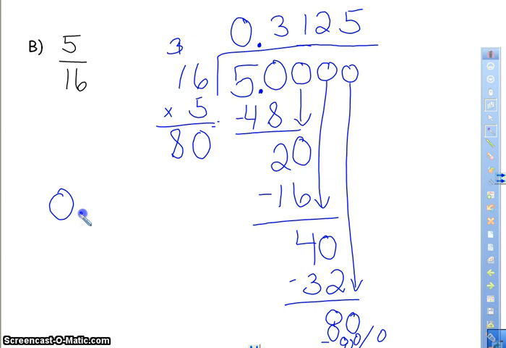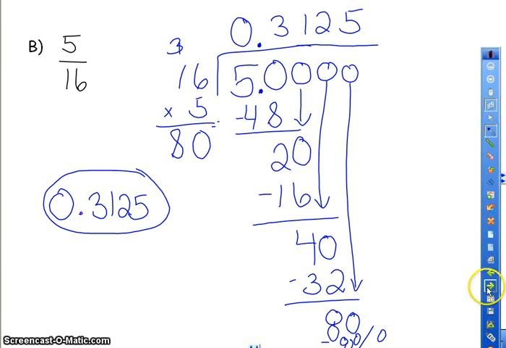So my answer is 0 and 3,125 10 thousandths. Some of them are going to take longer to divide, while others will be shorter, like 2/5.